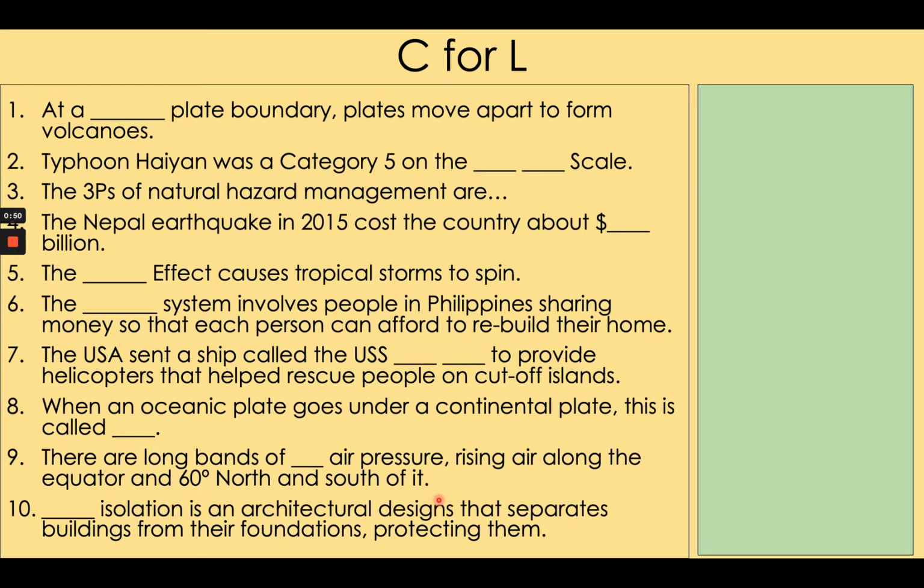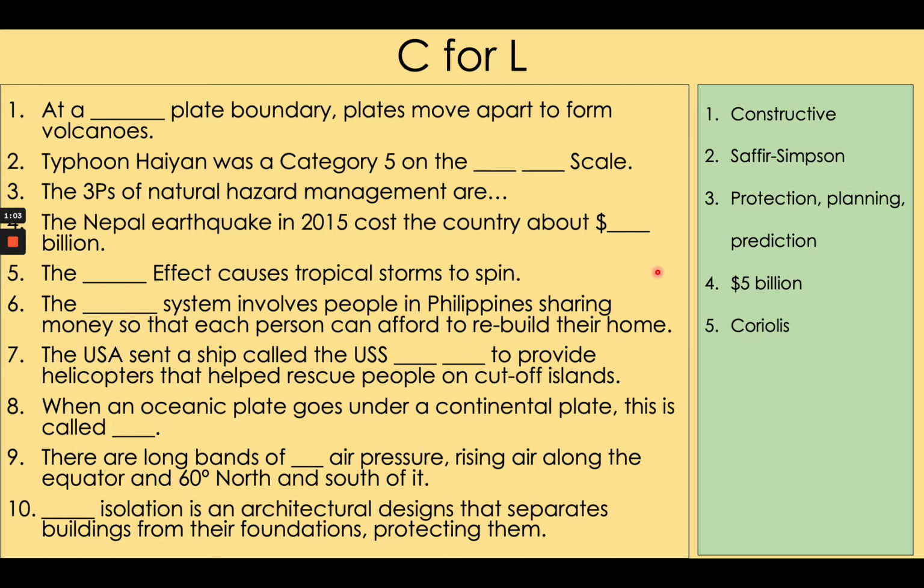So 1. At a constructive plate boundary, plates move apart. 2. Saffir-Simpson. 3. 4. 5 billion. 5. Coriolis. 6. Purrock. 7. George Washington. 8. Subduction. 9. Low air pressure. 10. Base isolation. Give yourselves a mark out of 12 because number 3 is worth 3 marks.